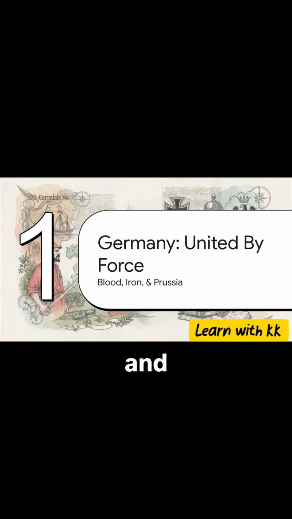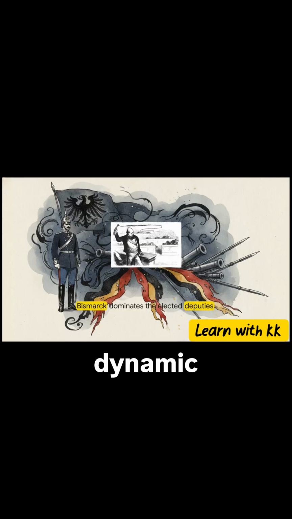Section 2. Germany, united by force. Blood, iron, and the Prussian army. So, how on earth do you take 39 independent, squabbling states and forge them into a single empire? Let's take a look at our first architect of unity, Prussia. The dynamic in Germany at the time was intense. You have Otto von Bismarck, the chief minister of Prussia, essentially cracking a whip over the elected deputies of parliament.